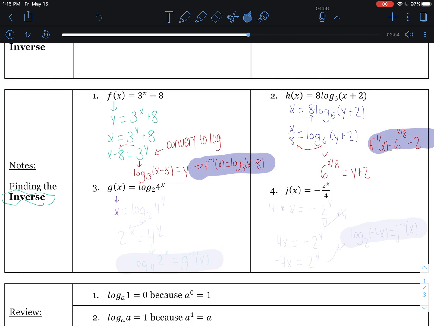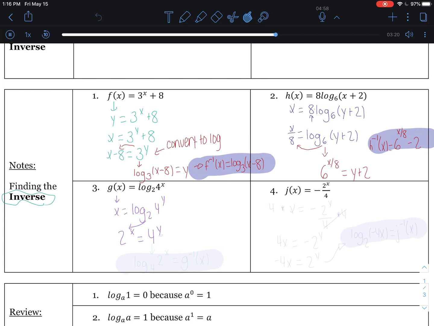Switch x and y. This one's going to be interesting, okay? So again, y is over here. We have this log. We're going to switch forms. So this becomes 2 to the power of x is equal to 4 to the power of y. Okay, switch to exponential form.